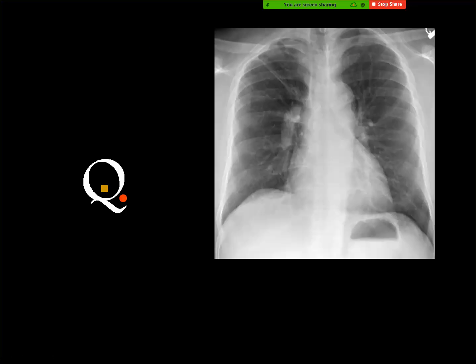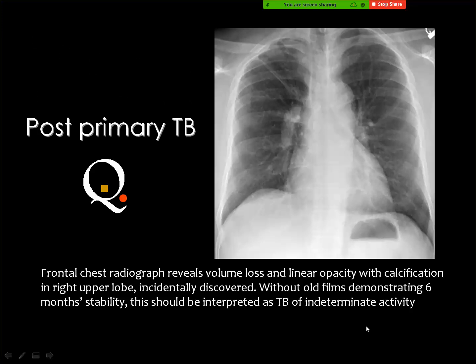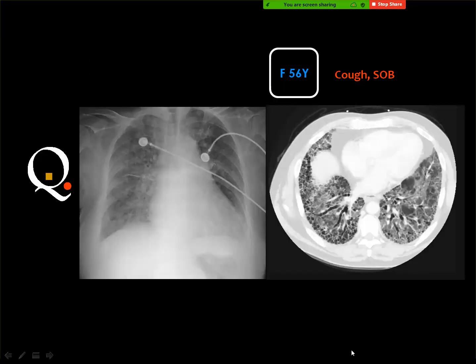There is lymphadenopathy in the hilum of the right lung. Yes. And what do you think of this? There is some reticulonodular infiltration here, some loss of volume of the upper lobe, and the prominence of the hilar shadow. Post-primary TB. Okay.